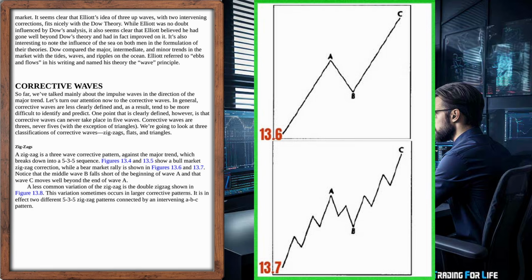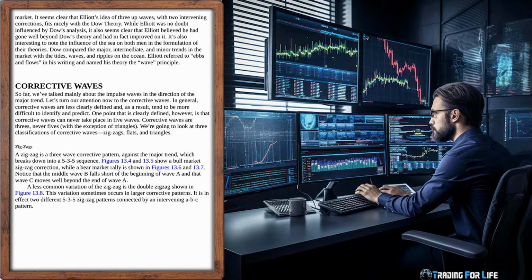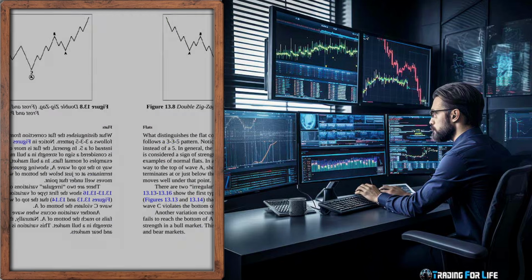A less common variation of the zigzag is the double zigzag shown in figure 13.8. This variation sometimes occurs in larger corrective patterns. It is, in effect, two different 5-3-5 zigzag patterns connected by an intervening ABC pattern.